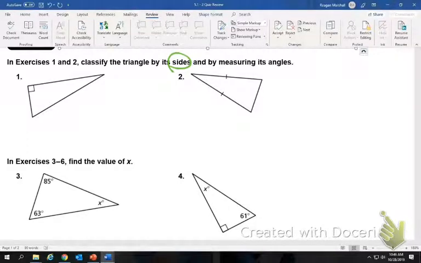Okay. So when none of the sides are congruent, we call that scalene. When two of the sides are congruent, we call that isosceles. When three of the sides are congruent, we call that equilateral.